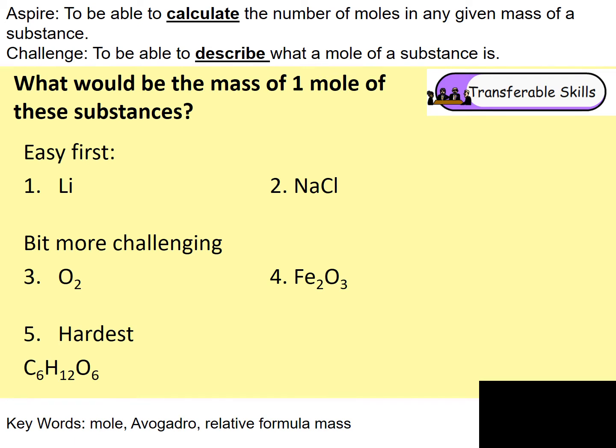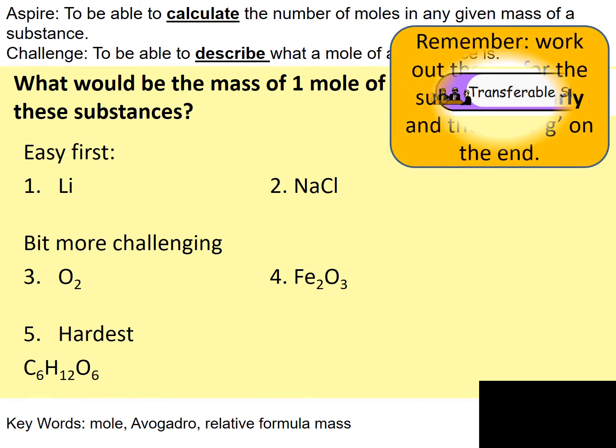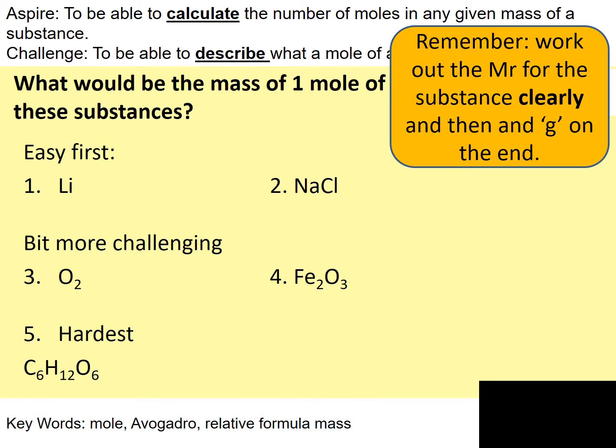Okay, so let's put this into practice. What I'd like you to do is to work out what the mass of 1 mole of each of these substances are. I've given you the correct chemical formula. Start off with the nice easy ones and work your way up to the harder ones. What I will say is work out the molecular mass very clearly first and then add g on at the end to convert it into grams. And I'm going to give you 2 minutes to complete that.